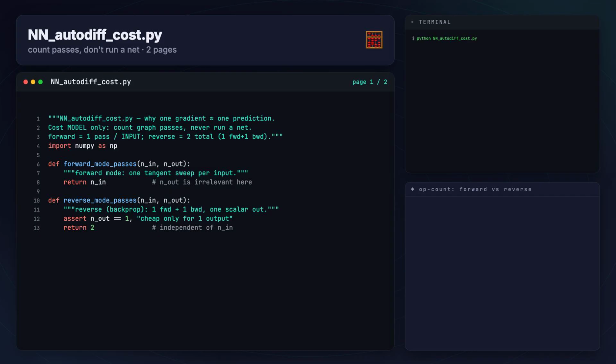Open nnautodiff_cost.py. It's a cost model, not a training run. We're counting graph passes, not minutes. Top of the file defines the two functions we care about: a generic graph with n_in inputs and n_out outputs, and a tiny cost function that returns how many passes each autodiff mode needs. Then we plug in two scenarios, the 13 param toy net and the million param headline net, and print the verdict.